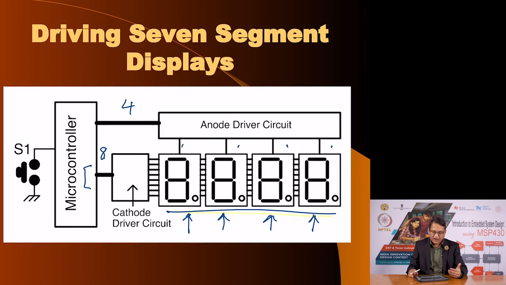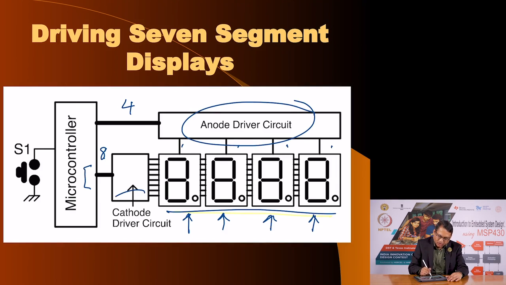And so, this is a very effective method of controlling large number of displays using less number of pins, but at the cost of additional circuitry, in this case what we call an anode driver circuit, and we have a cathode driver circuit. We will see what kind of electronic components are used for creating the anode driver circuit and the cathode driver circuit. Now, the way this LED 7 segment display is on, can you guess what sort of 7 segment display is being used here?